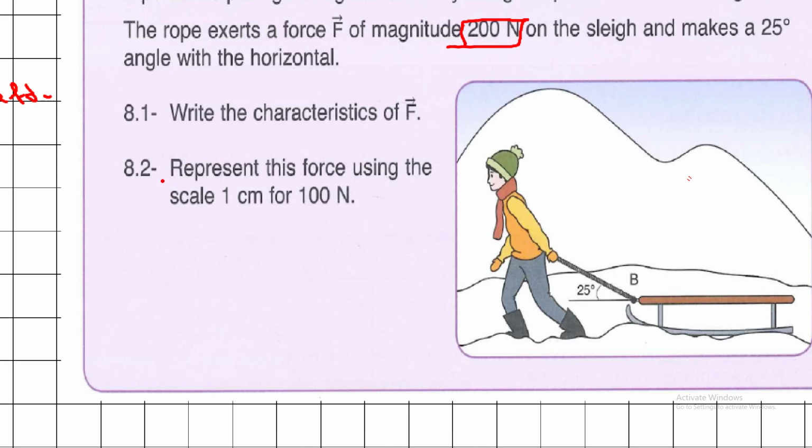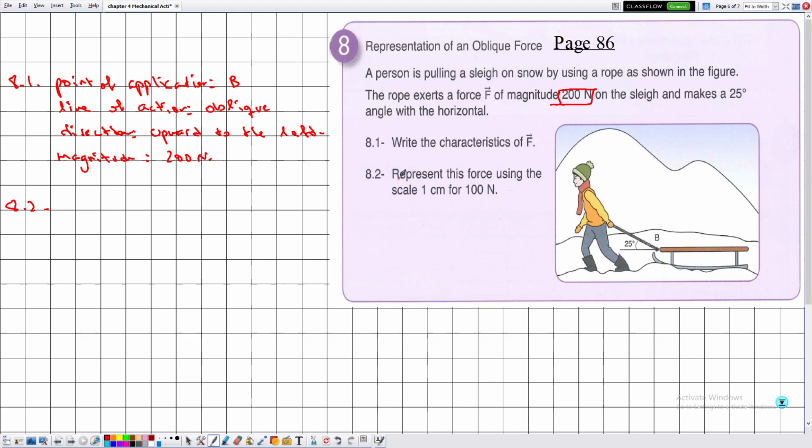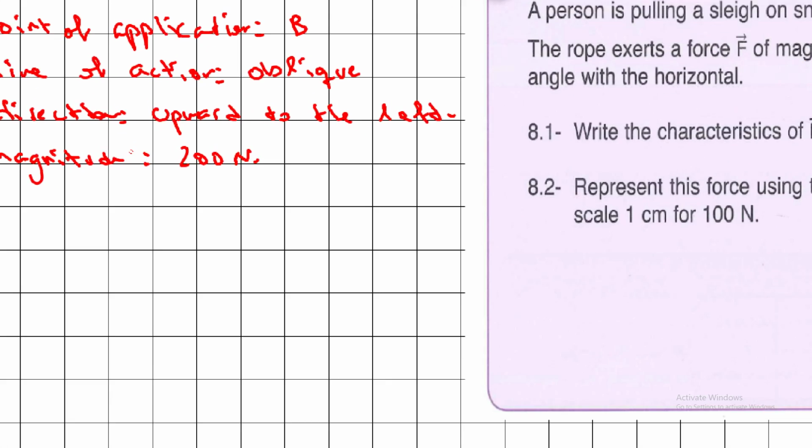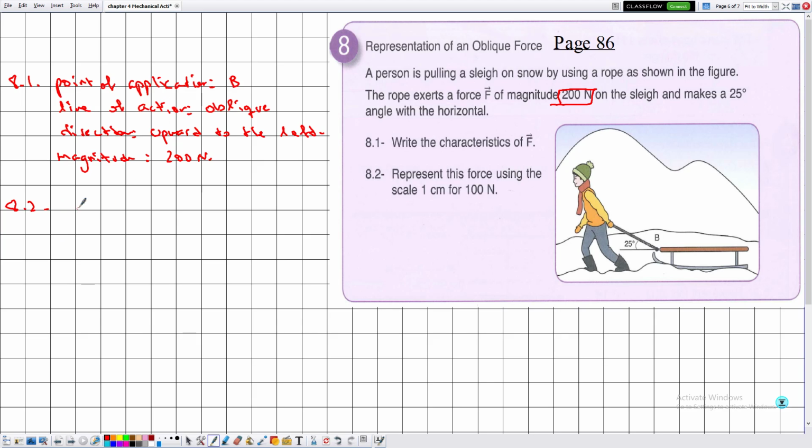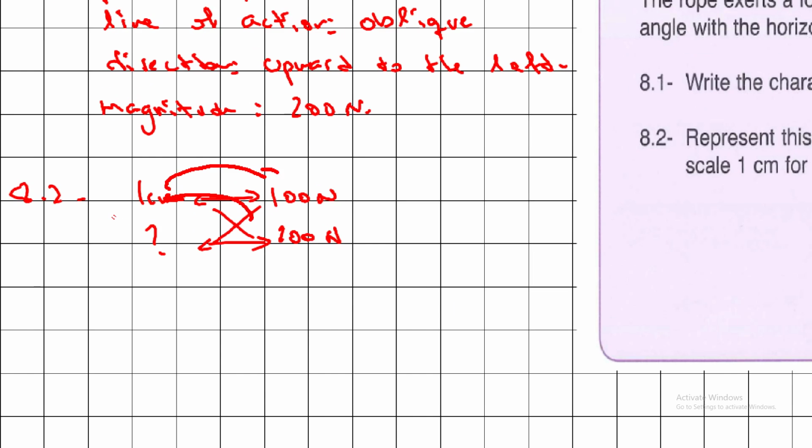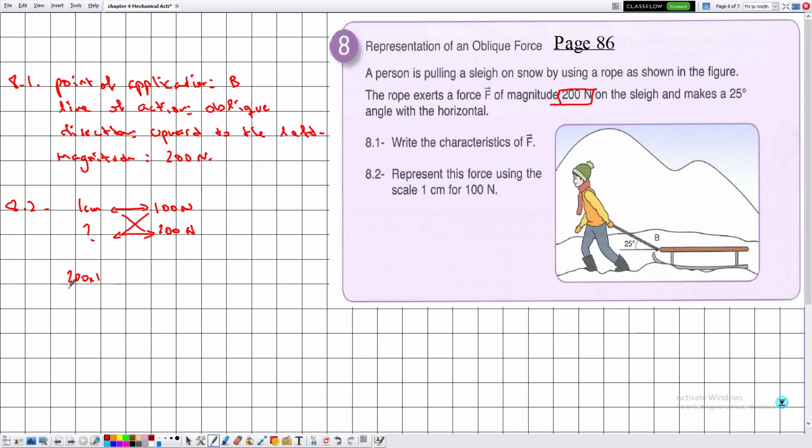and by represent it means that we need to draw. But notice that we will draw using a ruler, and the ruler in general is graduated by centimeters and not by newtons. So in order to represent this force, we need to know the length of this force in addition to the magnitude, to these properties. So knowing that each 1 centimeter corresponds to 100 newtons, what about 200 newtons? It corresponds to 1 multiplied by 200 divided by 100. So if we cross multiply here, okay, 200 multiplied by 1 divided by 100, this is equal to 2 centimeters.